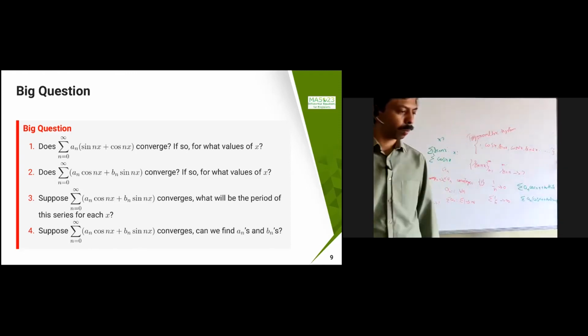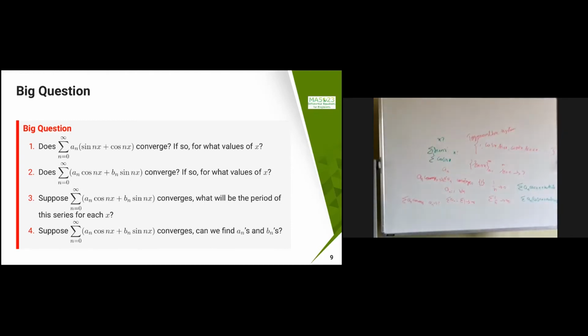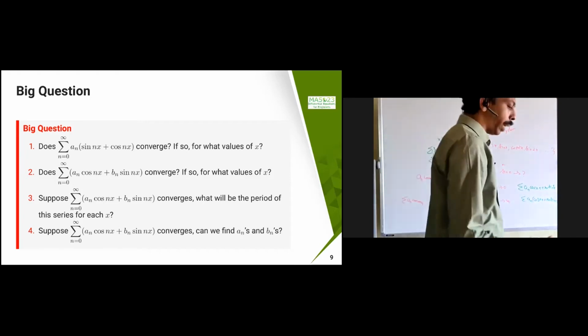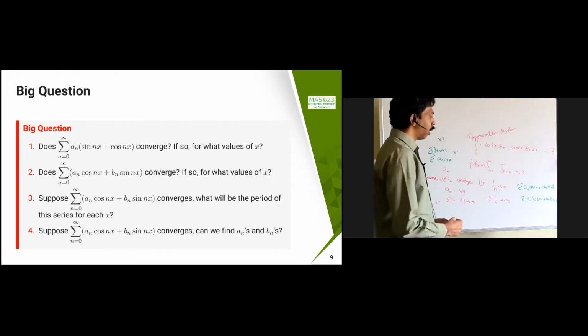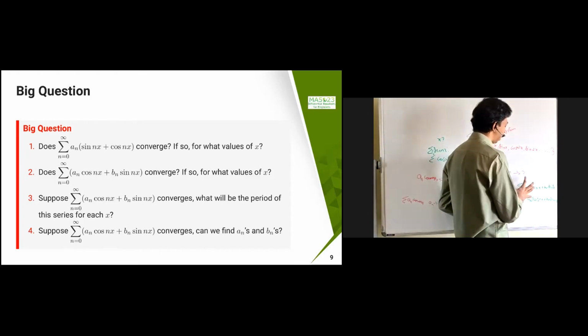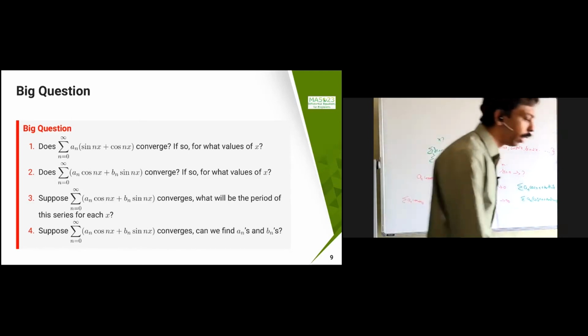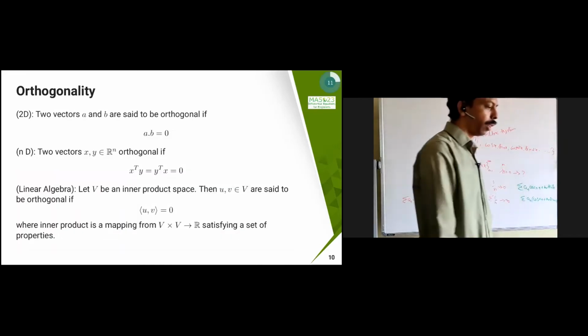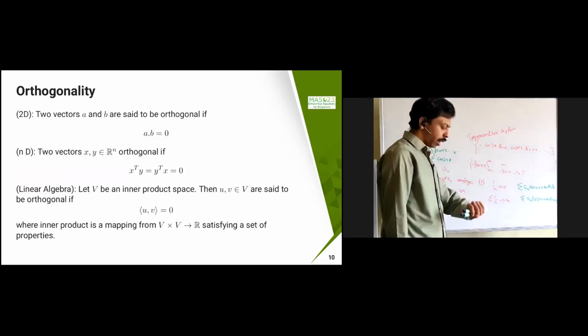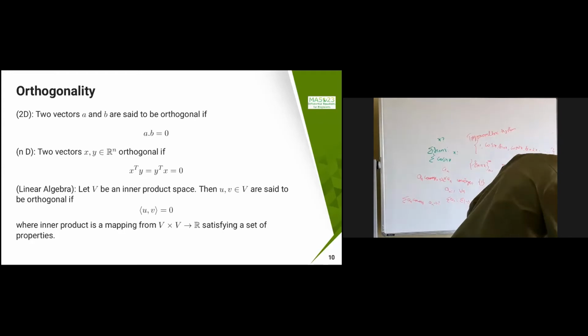Suppose it converges. What we need to find is whether we can find an and bn. Suppose the series converges, then can we find an and bn? That is another question we are going to ask. So these are the basic questions which we need to answer, and then we'll see. And we are going to define one more thing called orthogonality.